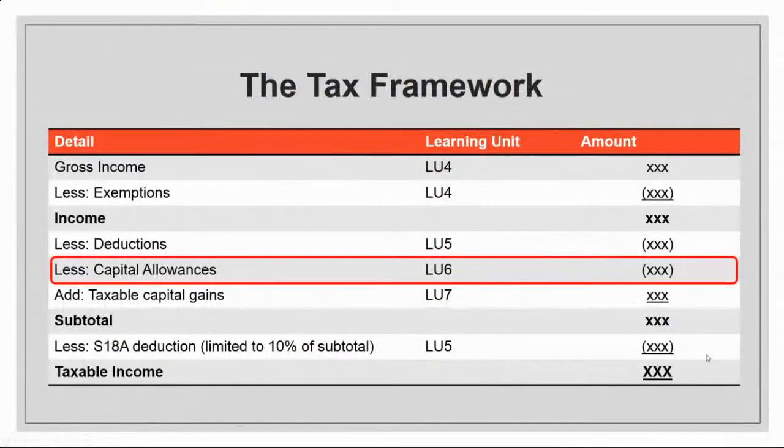Now, if we look at a tax framework, we are currently under the line item less capital allowances. That is what we are going to focus on today.